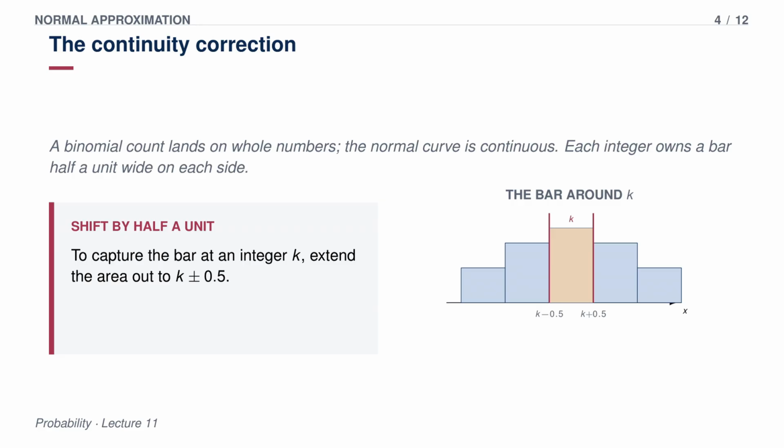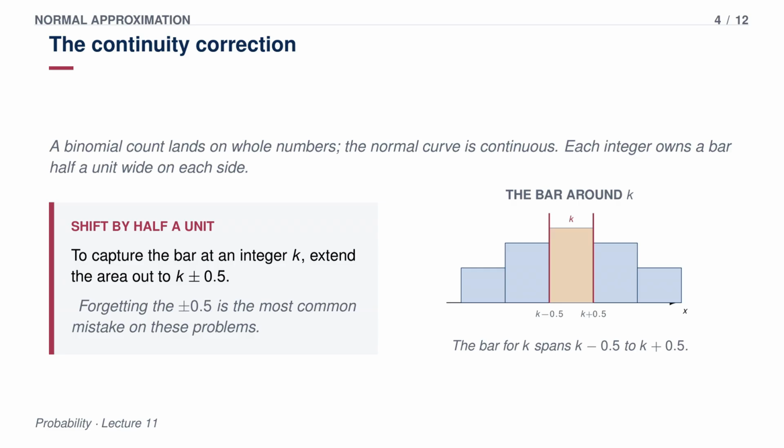to the grout lines. To capture the bar at an integer k, you don't stop at k. You extend the area out to k plus or minus 1/2. That half-unit nudge is called the continuity correction. And I cannot stress this enough. Forgetting the plus or minus 0.5 is the most common mistake people make on these problems. If your answer's a little off, this is the first thing to check.